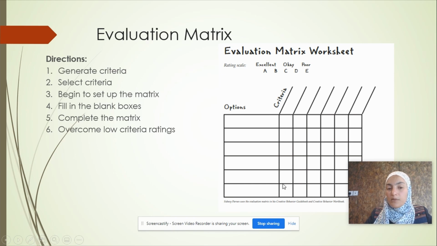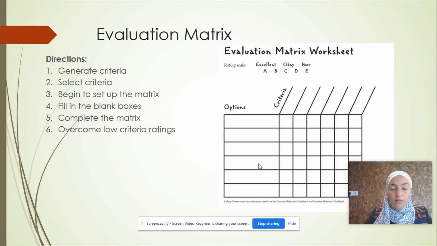Actually, here we don't stop. The main point is not just to take the option which has the highest mark or all A's. The main point is to review the options that have some low criteria ratings and try to work to improve or develop that solution. So maybe that will be the chosen option and chosen solution.